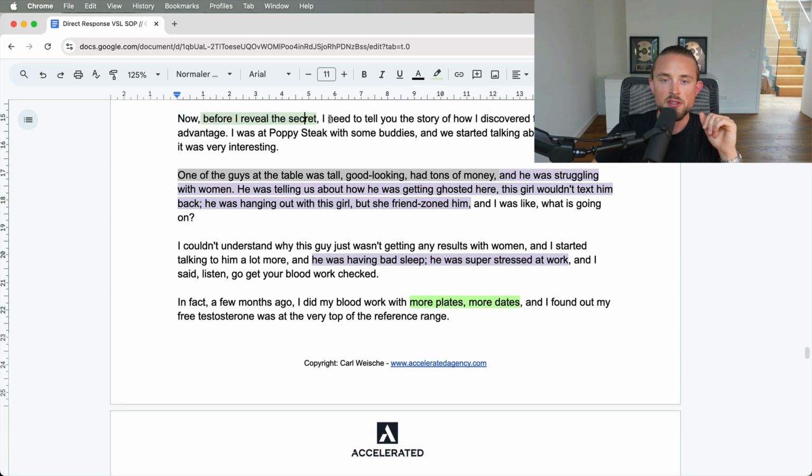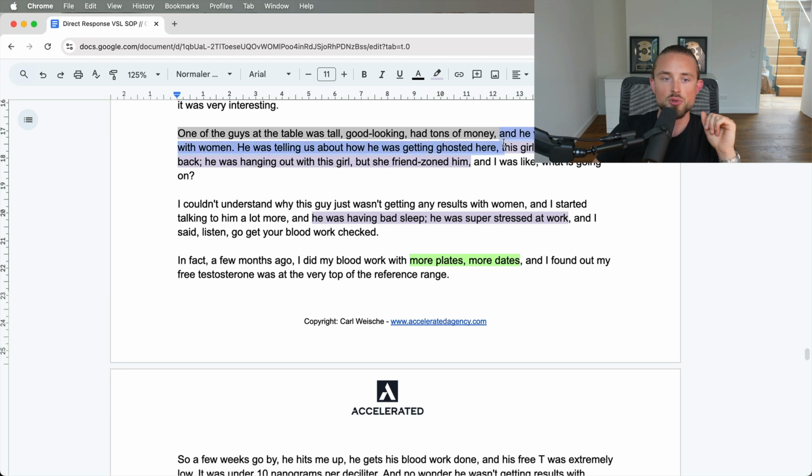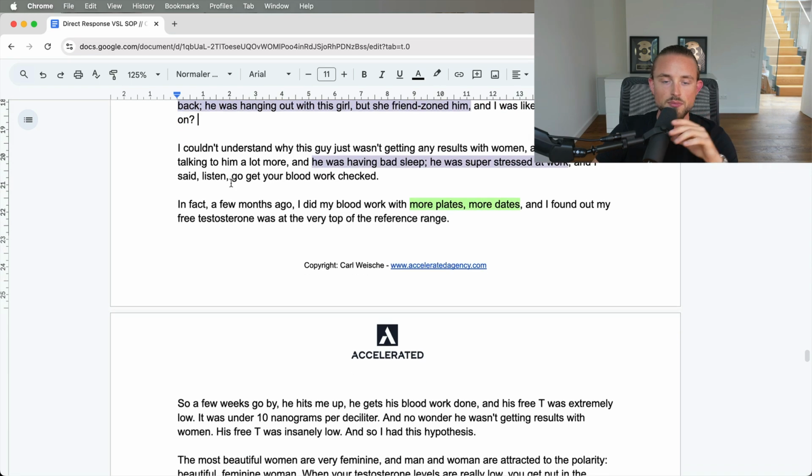Now, before I reveal the secret, I need to tell you the story of how I discovered this unfair advantage. I was at Poppy Steak with some buddies and we started talking about women, and it was very interesting. One of the guys at the table was tall, good looking, had tons of money, and he was struggling with women. He was telling us about how he was getting ghosted, this girl wouldn't text him back, he was hanging out with this girl, but she friend zoned him, and I was like, what is going on?